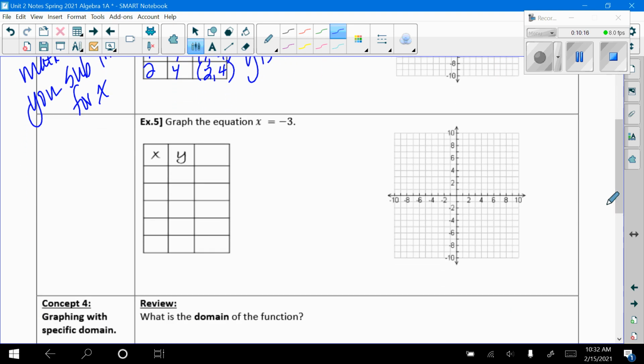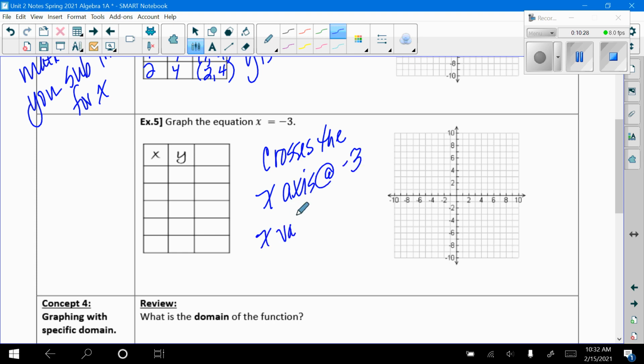The next one is the x, and it's very similar, except for instead of a horizontal line, this is going to be a vertical line. So it crosses the x-axis at negative 3. The x value is always negative 3. So negative 3, negative 3.